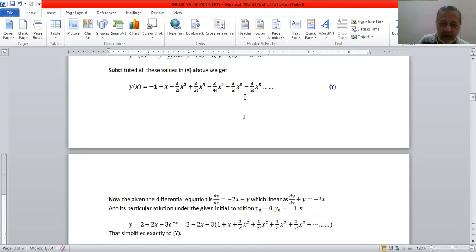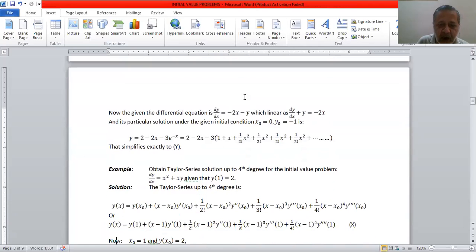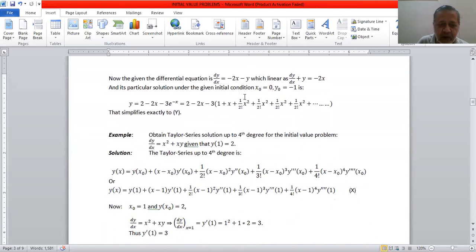Another problem. और हम इस प्रॉब्लम में सॉल्यूशन प्रोड्यूस करेंगे using Taylor series method up to only fourth degree for the initial value problem this, where dy by dx is x square plus xy and initial condition given to be x is equal to 1, y is equal to 2.